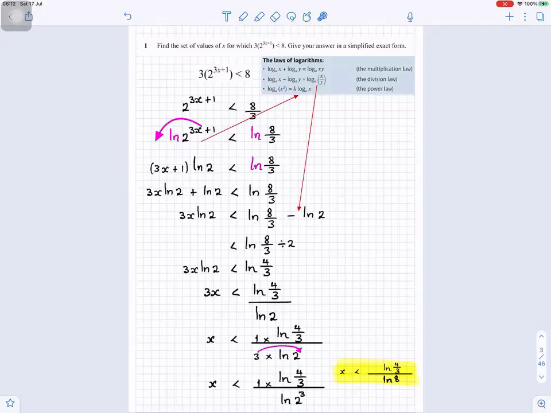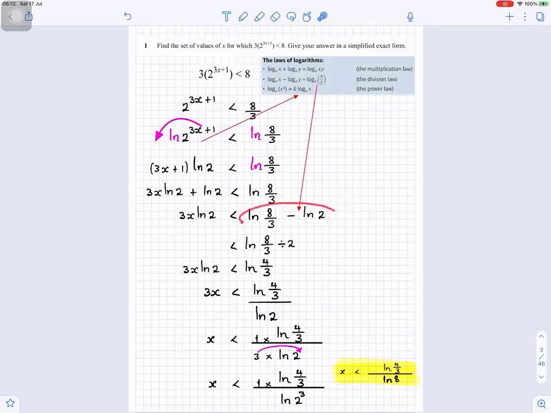Now you can remove the brackets. 3x times ln 2 is 3x ln 2. 1 times ln 2 is ln 2, and you just write ln 2 is less than ln 8 over 3. Now we take plus ln 2 to the right hand side, it becomes minus ln 2. So 3x ln 2 is less than ln 8 over 3 minus ln 2.